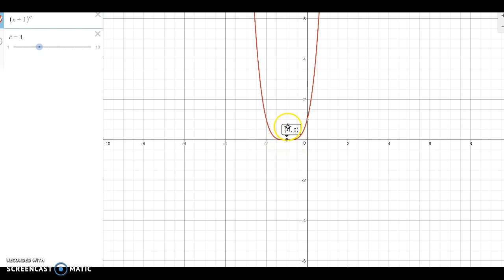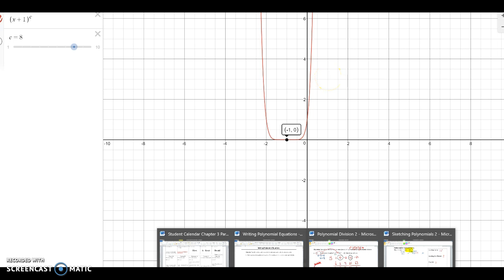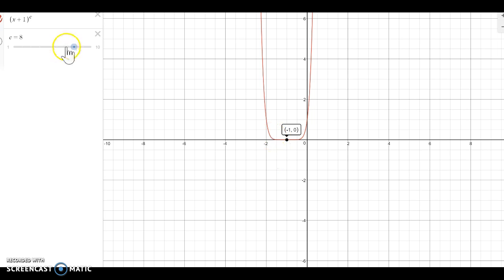It's just tangent to the axis. Okay, so at 6, it's tangent to the axis. At 8, it's tangent, or you can say it's bouncing off and going back in the same direction. So anytime you have an odd multiplicity, it's going to cross through. Anytime you have an even multiplicity, it's going to be tangent or bounce.